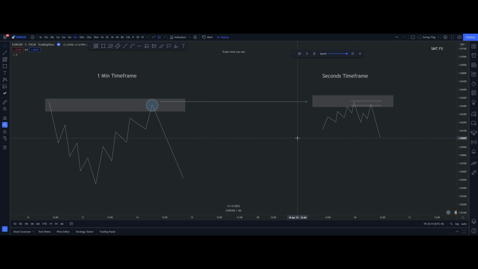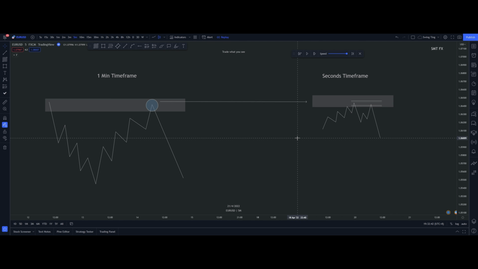So before I start the video, I want to make sure that everyone is on the same page with me: you should not touch the seconds time frame until you are consistent with the 1 minute time frame entries, be it taking a swing trade, scalping, or any of that sort. You should not be looking into the seconds time frame, because if you're not consistent on the minute time frame, you are definitely not going to find consistency in the seconds.